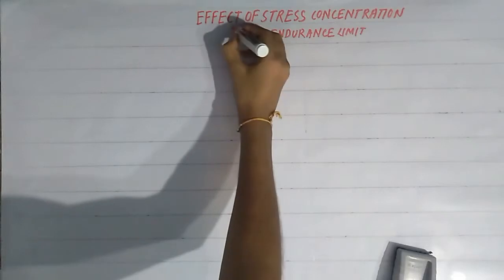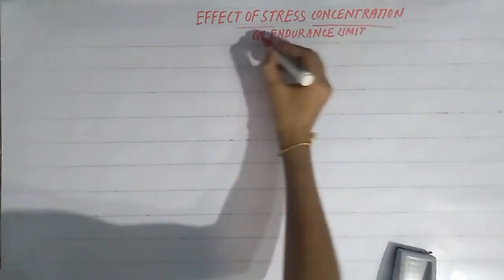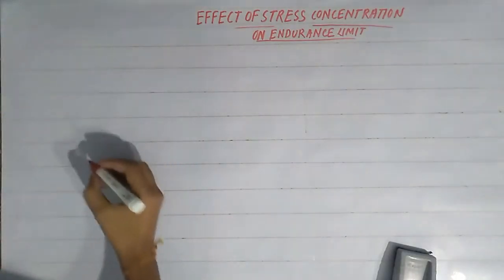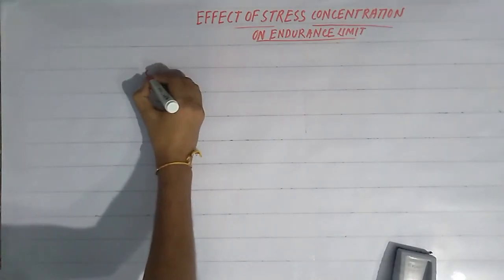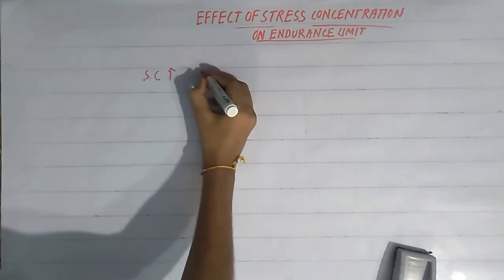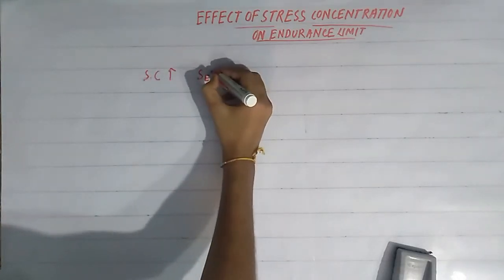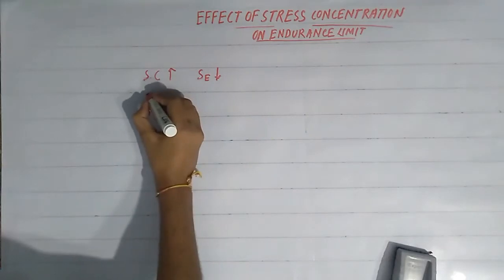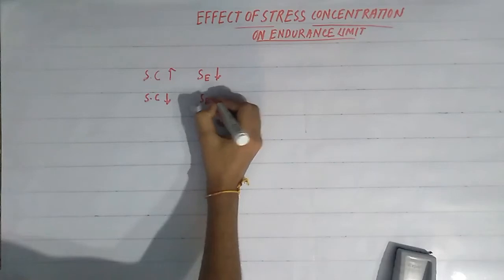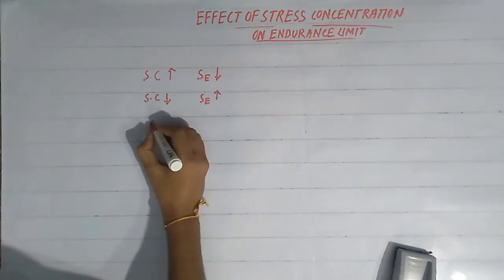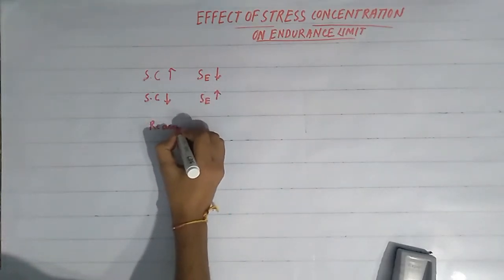Friends, today we are going to discuss the effect of stress concentration on the endurance limit of the specimen. So in this series of lectures, today I am going to discuss the effect of stress concentration. We know that, friends, when stress concentration, denoted by SC, increases, the endurance limit of the specimen decreases, and when the stress concentration decreases, then the endurance limit of the specimen increases. The reason behind this is already explained in the previous video.